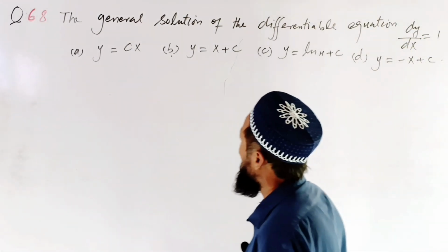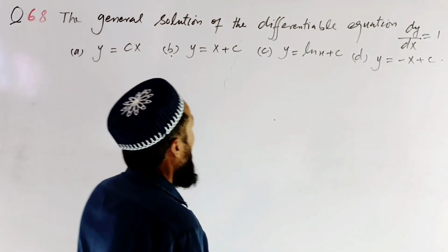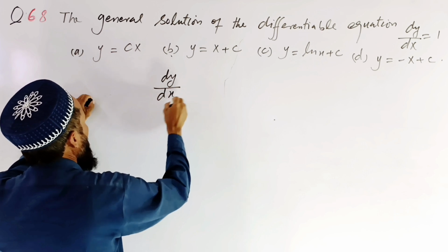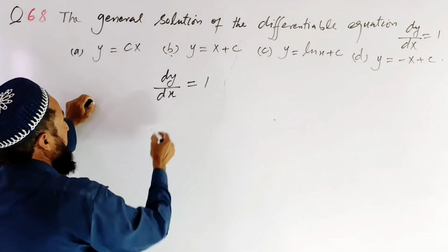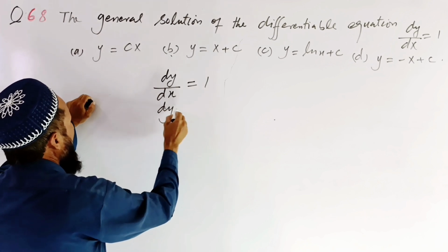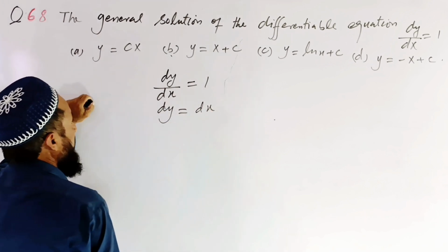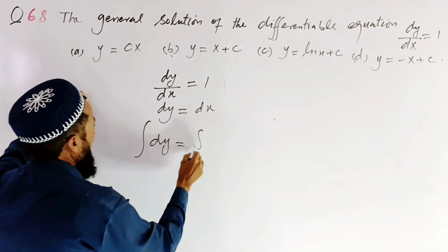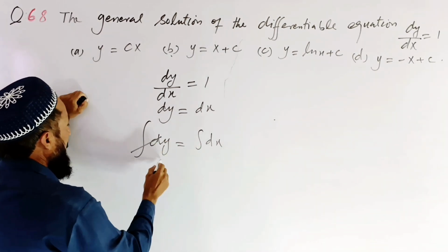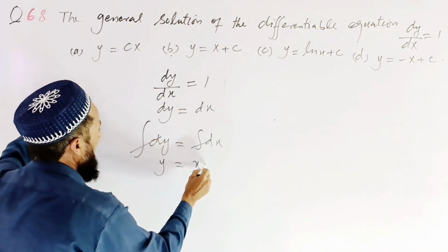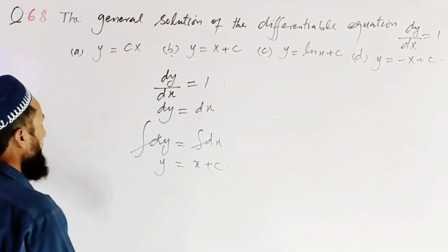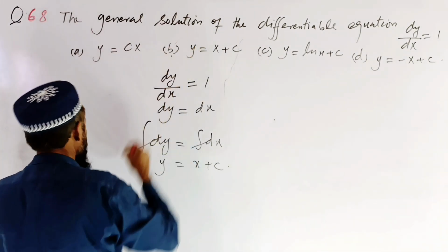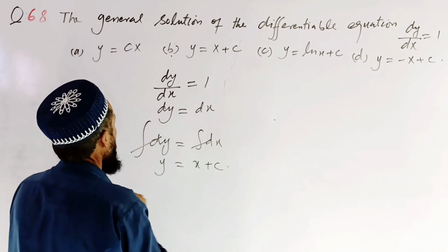So what is the general solution of that equation? According to the separation of variables, dy by dx is equal to 1. So if we separate the variables and take the integration on both sides, this will be cancelled, y is equal to, this will also be cancelled, x plus c. Y is equal to x plus c. So the general solution of this equation is y. Answer B is the correct answer.